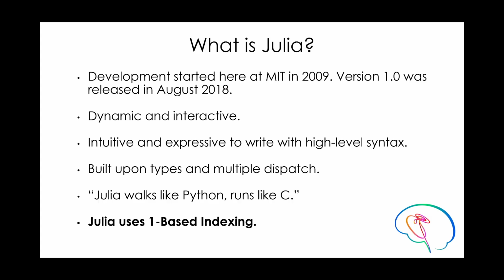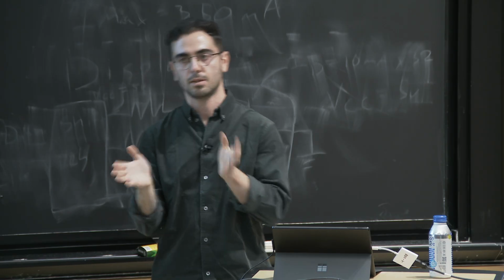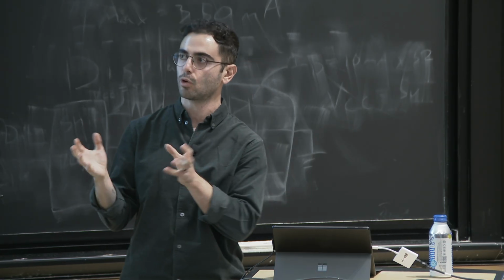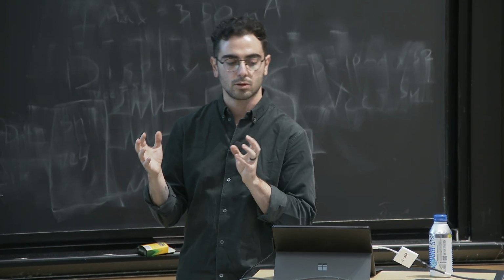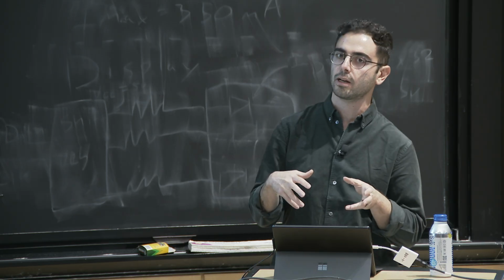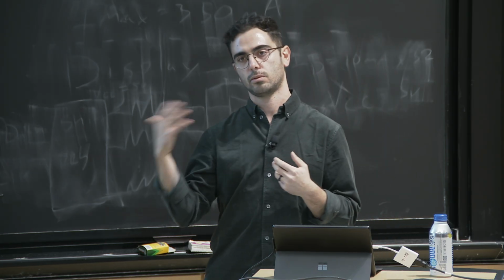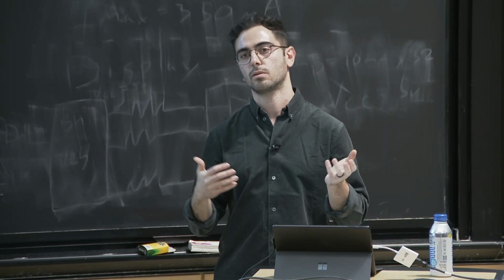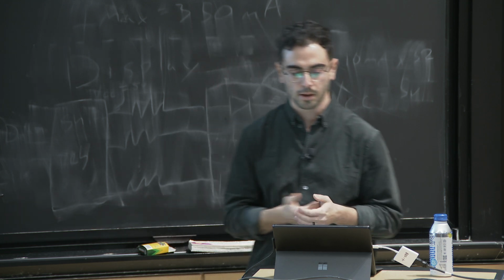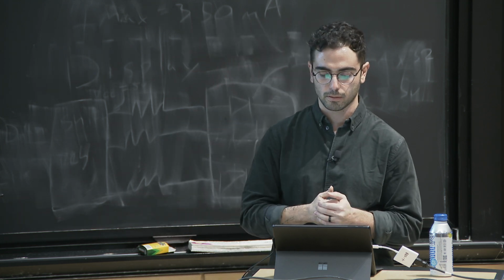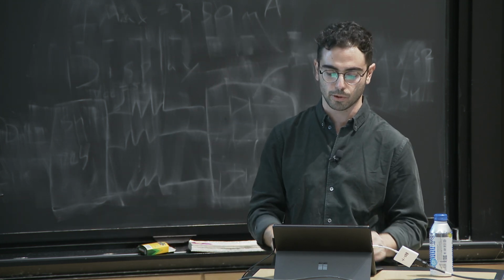And it's built upon types and multiple dispatch. We'll talk a lot about types and multiple dispatch. They are two very core concepts of Julia. And one way to think of this design is as an alternative to the object-oriented programming design that, for instance, Python has. You will see more of this both today in the tutorial, but also tomorrow.